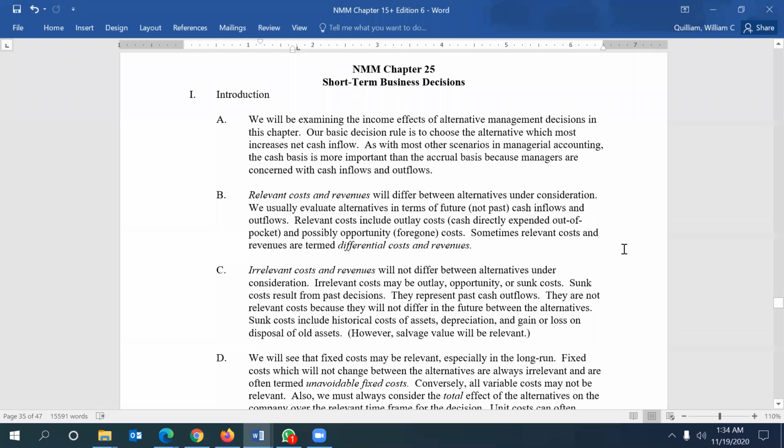This video includes the first 7 sections of Chapter 25. The last section about pricing is in a separate video due to length.